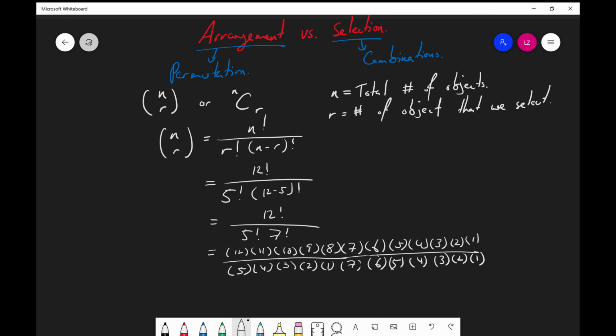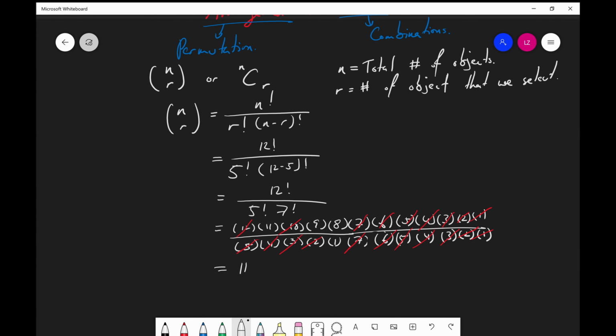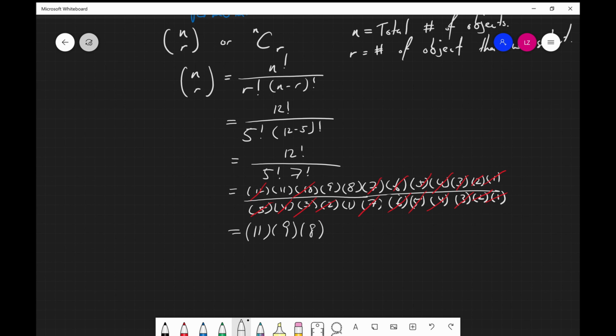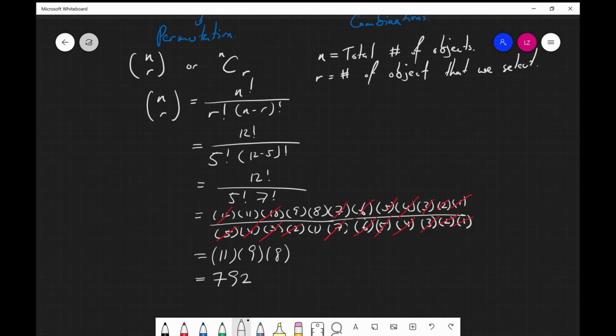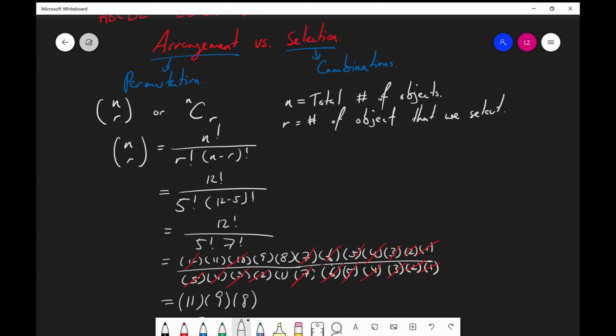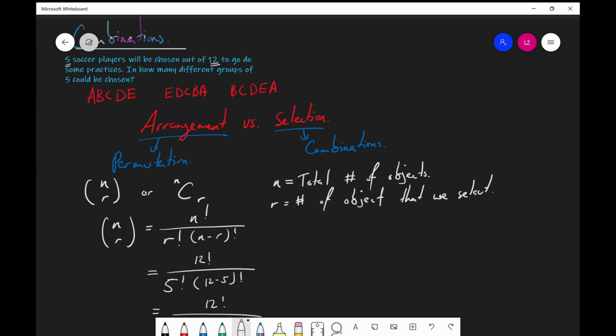Now that I've opened them all, we can start cancelling. And 5 times 2 is actually 10, 4 times 3 is actually 12, and we're left with 11 times 9 times 8. Now this is just simple multiplication, and you should get 792. And that's 792 ways of picking 5 players out of a group of 12.